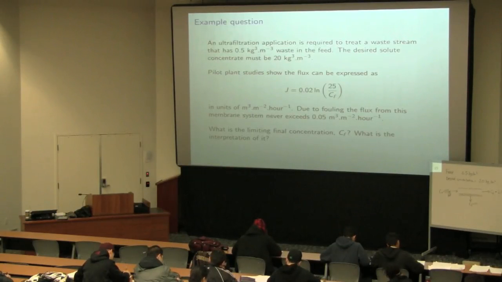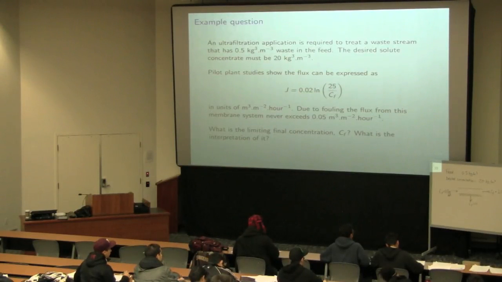The limiting flux, if we increase the pressure drop and we reach that limiting flux, what we can write then is that JV is the mass transfer coefficient 0.02 times the log of this wall concentration, or the gel concentration, 25 kilograms per meter cubed, divided by Cf. So if I'm at the limiting flux, I can simply modify this equation and call this the limiting flux J, and this is at my limiting concentration Cf. So at my limit, this is what I'm going to achieve.